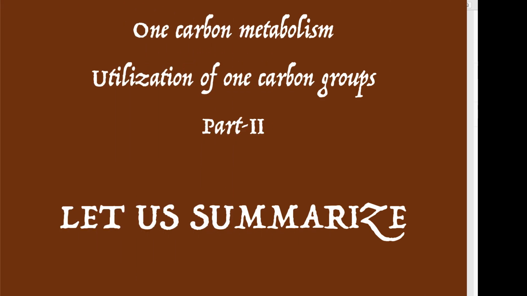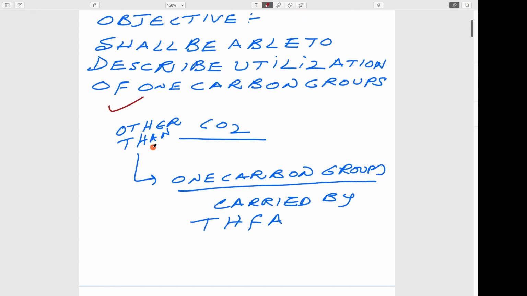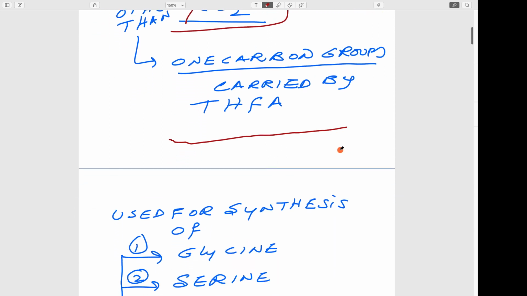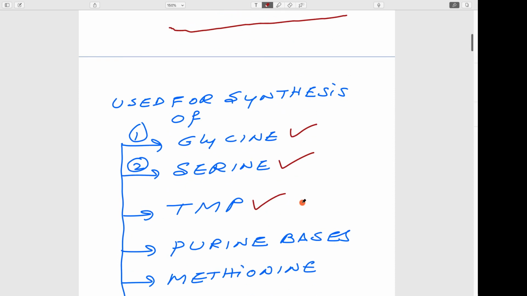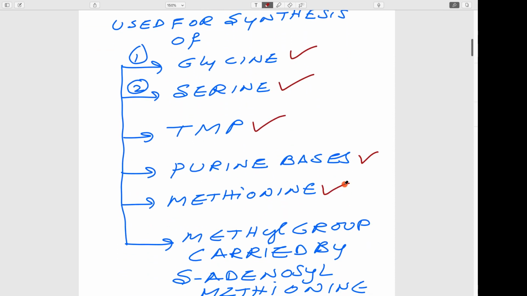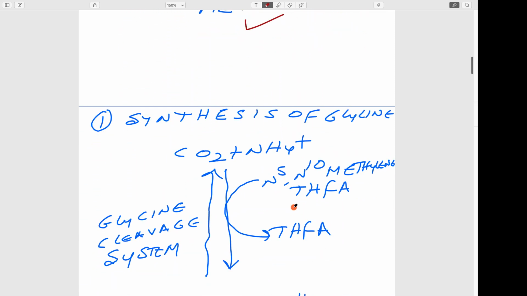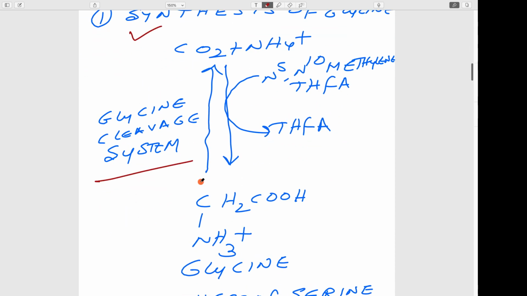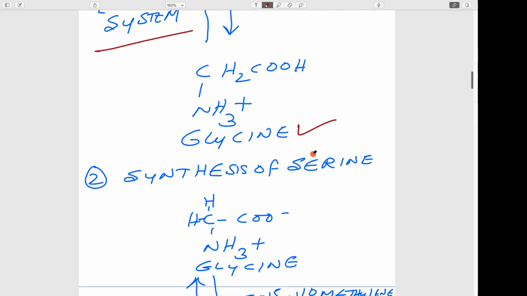Let me summarize one carbon metabolism, part 2, utilization of one carbon groups. Objective: at the end of the session, the learner shall be able to describe utilization of one carbon groups. Apart from CO2, other one carbon groups are carried by THFA, used for the synthesis of glycine, serine, TMP, purine bases, and methionine. In the active form, S-adenosyl methionine transfers the methyl groups. Then there is the synthesis of glycine from CO2 and NH4 by the glycine cleavage system, where N5N10 methylene THFA is converted to THFA, leading to formation of glycine.